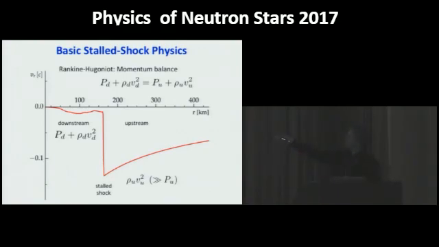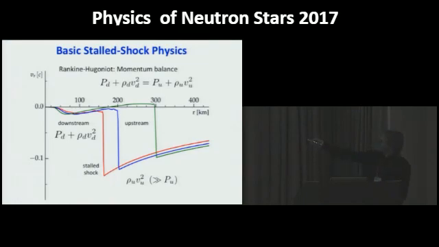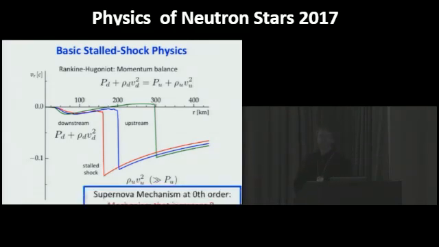The gas pressure is much larger than the ram pressure here. Now, what your supernova mechanism is doing, it's pushing out the shock. And yes, you can see, as you move the shock out a little bit from red to blue to green, your ram pressure will go down because your velocity will be lower. So once you push your shock over some kind of critical point, you run away and you get an explosion. So this is the zeroth order what the supernova mechanism needs to do.